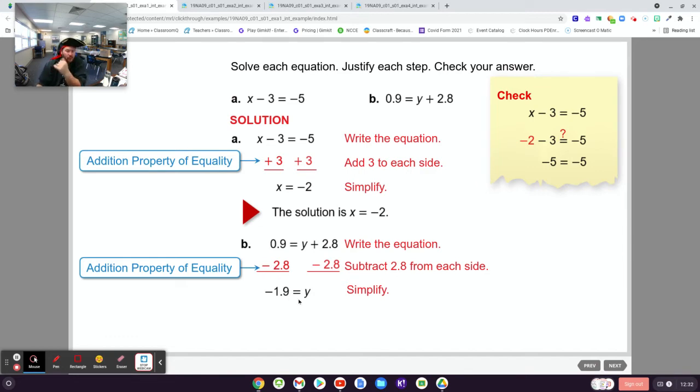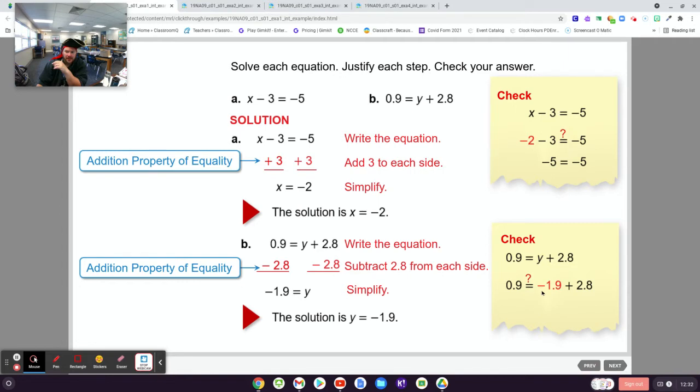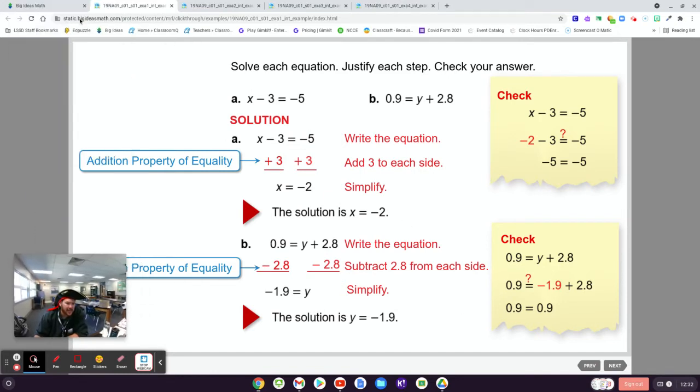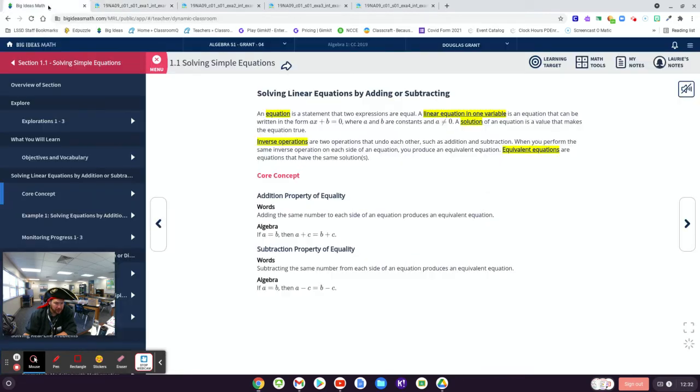So that's our answer, y equals negative 1.9, which again, you verify by plugging it in. So does negative 1.9 plus 2.8 equal 0.9? Yes, it does. It's correct. Yay, done. All right, so that is how you solve addition and subtraction problems.